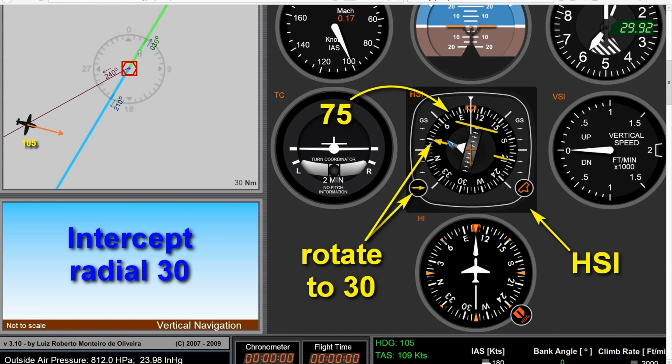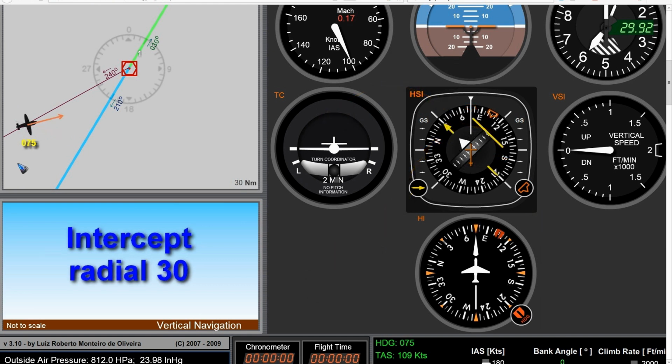Then we have a look at where the rest of my needle is. It's obviously not a straight line. The rest of my needle is over here at the right. Right means adding 45 degrees. So there we go, 10, 20, 30, 40, 45, and I end up at 75 degrees as being a nice intercept angle. Well, let's have a look. I am now at 105 and I'm going to change my heading to 75, and yes, that looks like a nice intercept angle for this radial.